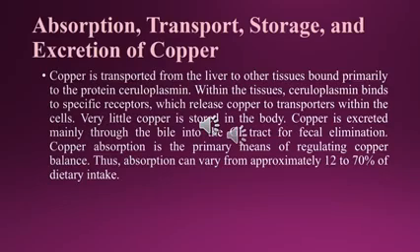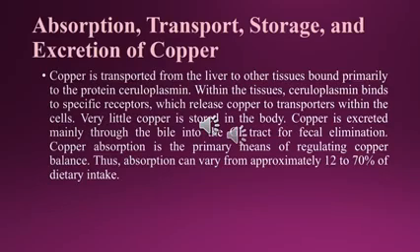Copper is one of the trace minerals and is an essential component of several enzymes that help in the formation of hemoglobin and the transport of iron to bone marrow. Marrow is the soft tissue in the center of bone for the formation of blood cells, and copper also participates in energy production.